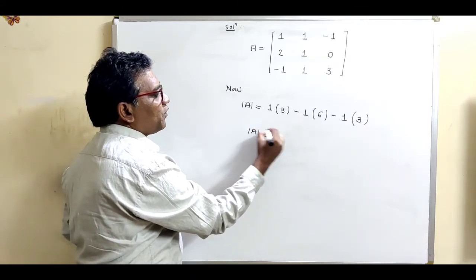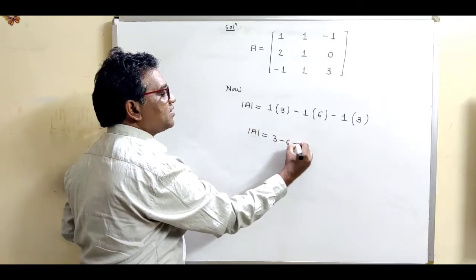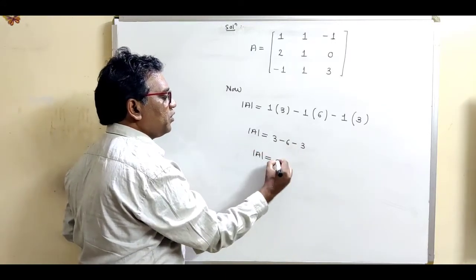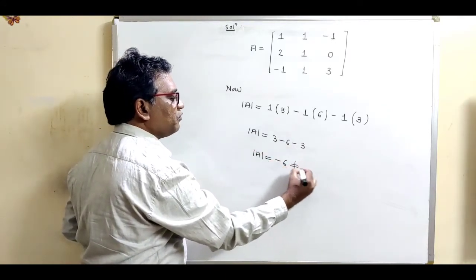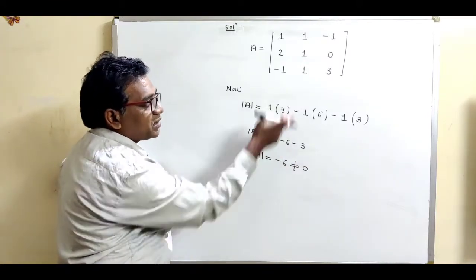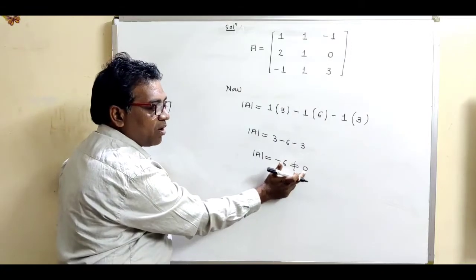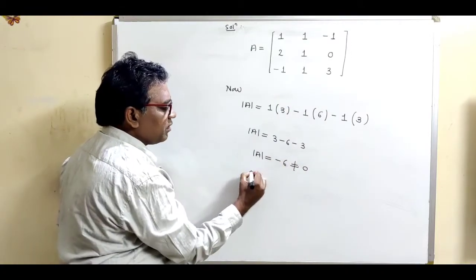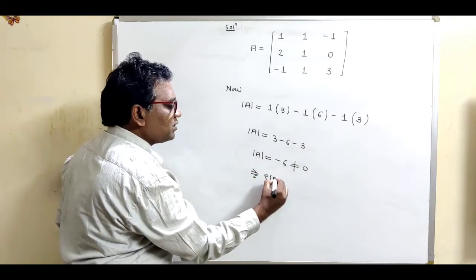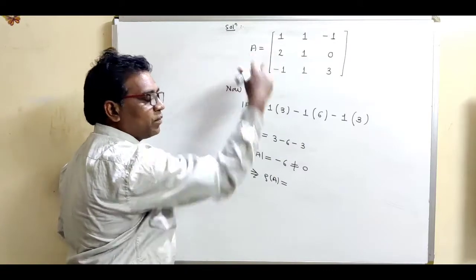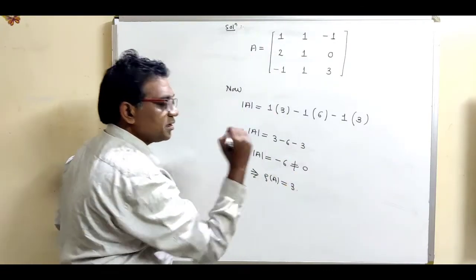So determinant of A equals 3 minus 6 minus 3. So the 3s get cancelled. So what is the value of determinant of A? This is minus 6, which is a non-zero number. So the determinant of order 3 by 3 is not equal to 0. If the determinant is non-zero, that means we can write its rank. So what is the rank of the matrix? The rank of the matrix is nothing but the order of that determinant, which is 3.